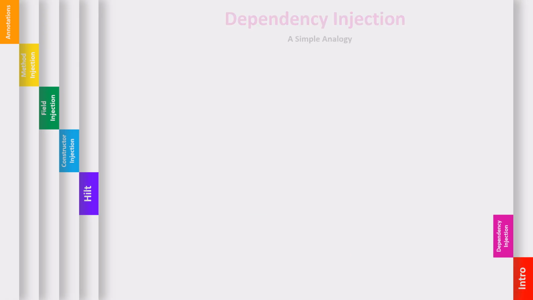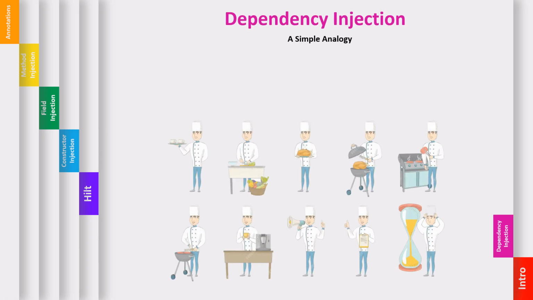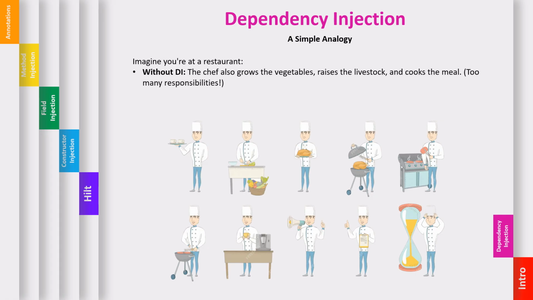Now let's deep dive into dependency injection. Let's take a simple analogy to understand what dependency injection is. Imagine you are at a restaurant. Without dependency injection, the chef also grows the vegetables, raises the livestock, and cooks the meal. Too many responsibilities. If we use dependency injection, the chef receives ingredients from suppliers and focuses only on cooking.